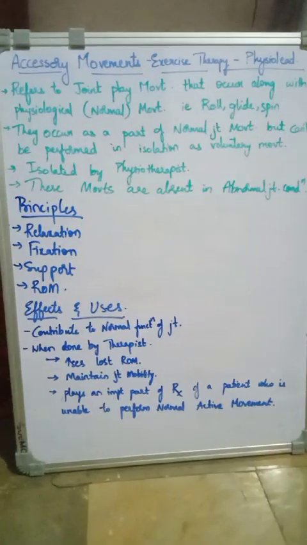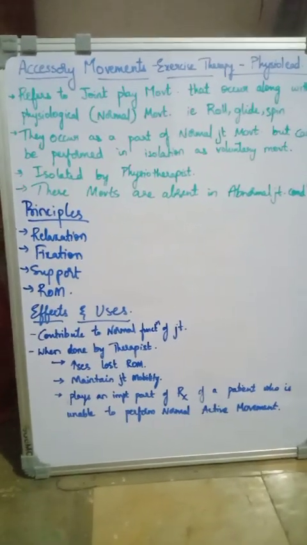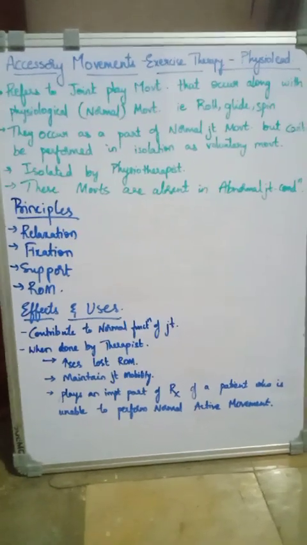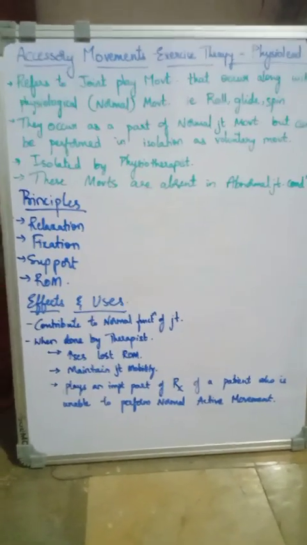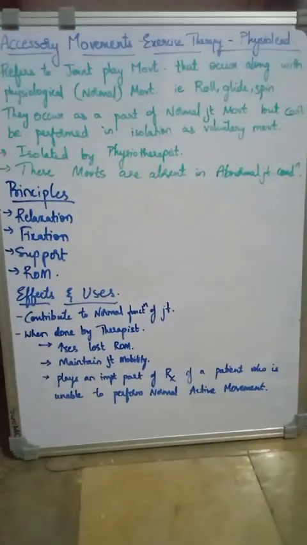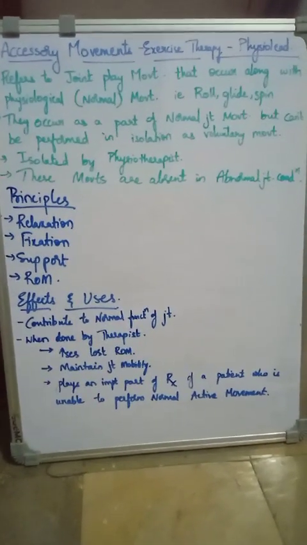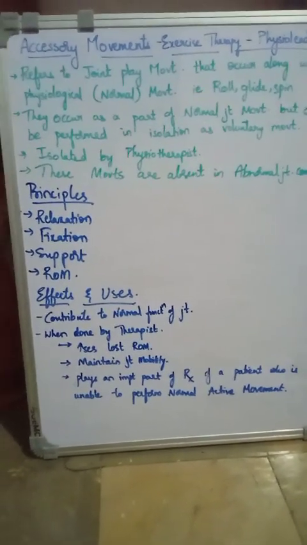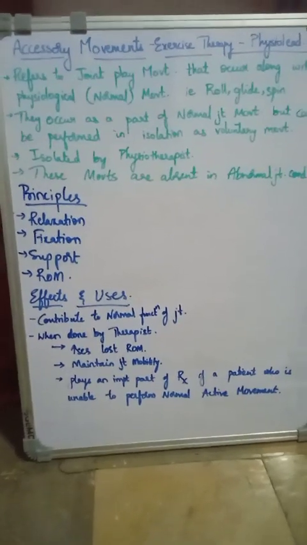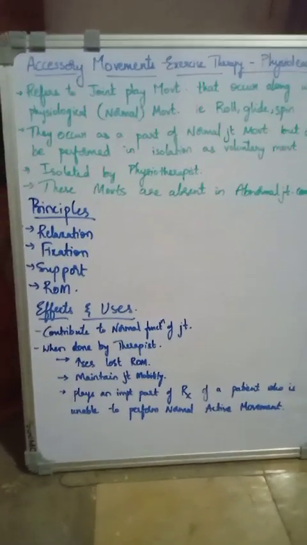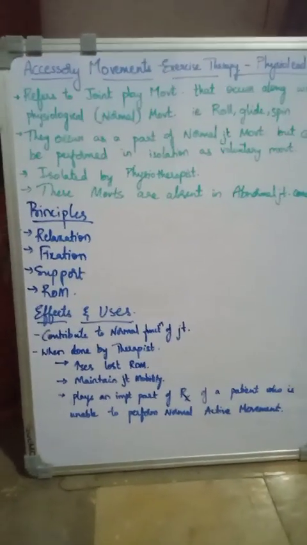What is the physiological movement? It's nothing but a normal movement, that is, anatomical movement, like flexion, extension, etc. When a flexion or extension occurs, along with it there is a joint movement occurring, and that is nothing but roll, glide, and slide or spin. Glide or slide are both the same. So roll, glide, and spin are the accessory joint movements or accessory passive movements.